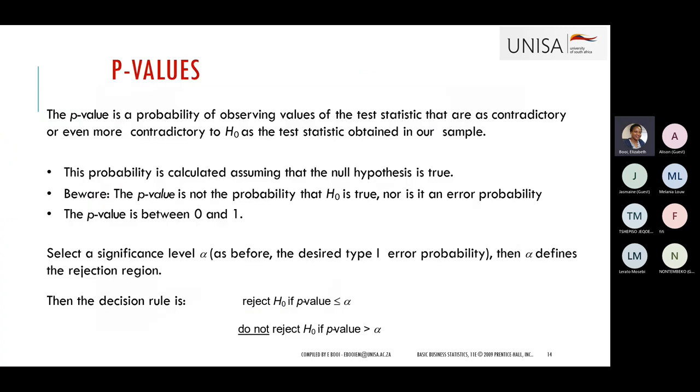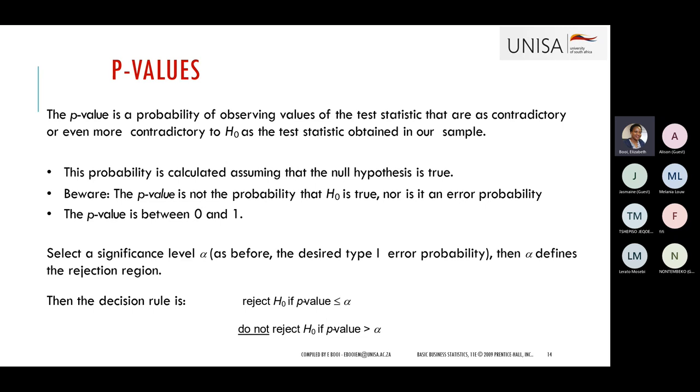What are the p-values? Like I've been saying, the p-value is the probability of observing values of the test statistic that are as contradictory or even more contradictory to your null hypothesis. This is the probability that is calculated assuming that the null hypothesis is true, and you will calculate it using the test statistic. All right. Be aware, the p-value is not the probability that H-naught is true. It's not, because we use the p-value to make a decision. No, it is an error probability.